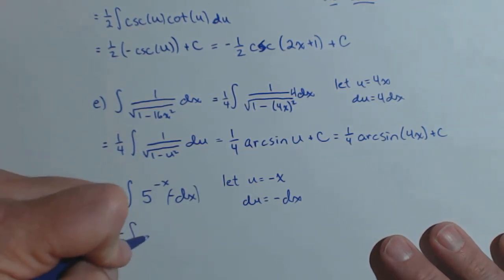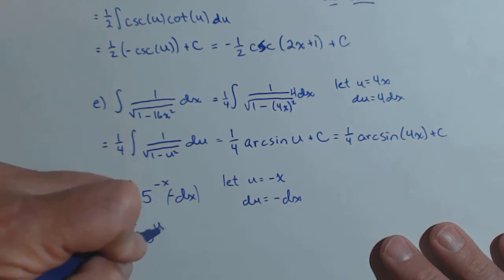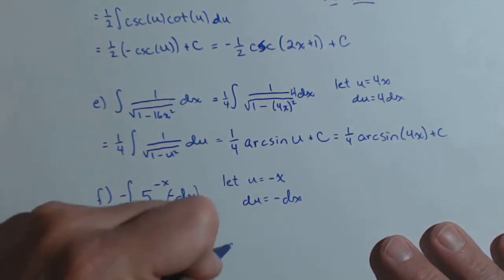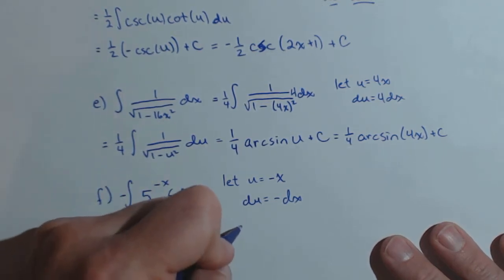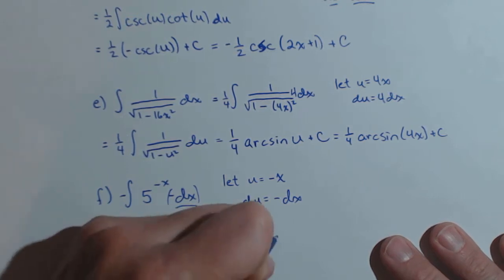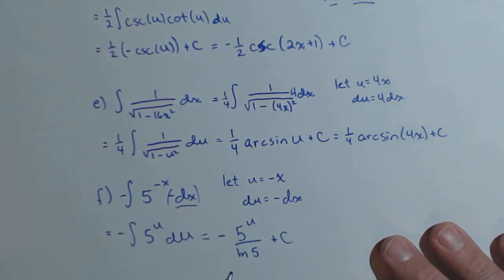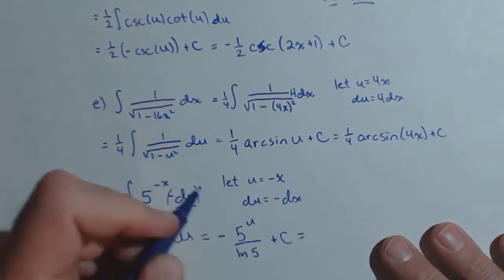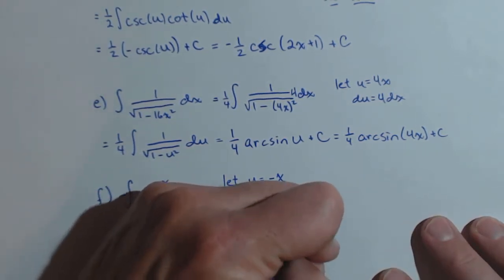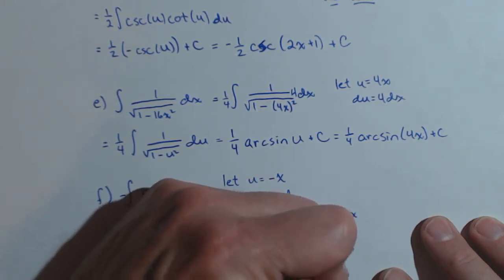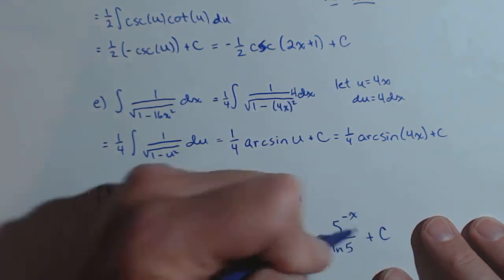So I have negative the integral of 5 to the u, and then that's just my du. And now I can use my basic rule, which is 5 to the u over ln of 5 plus c. Now, what you may notice is, well, let's finish this and then we'll take a look. Now we substitute back, and we have negative 5 to the negative x over ln of 5 plus c.